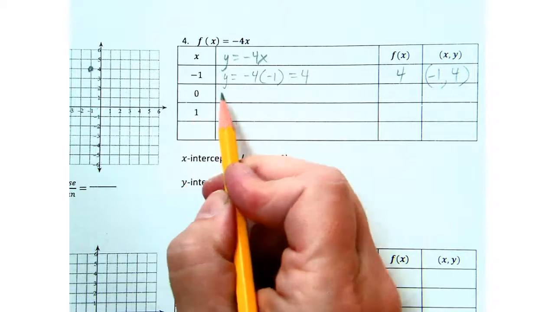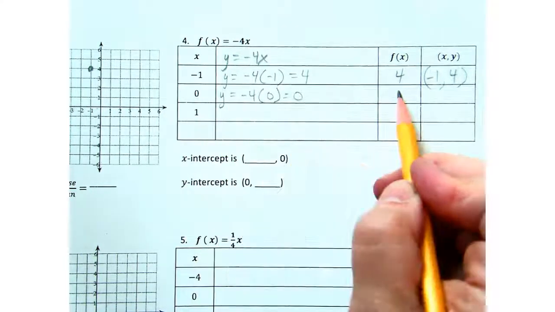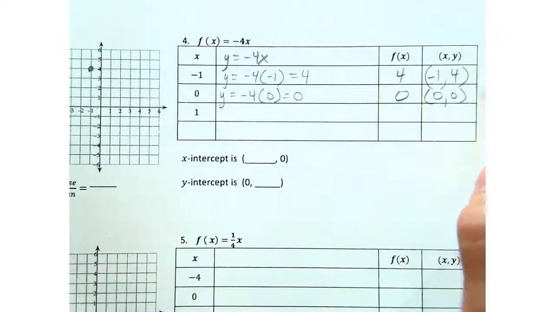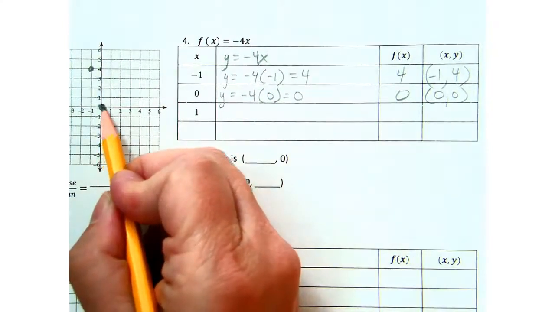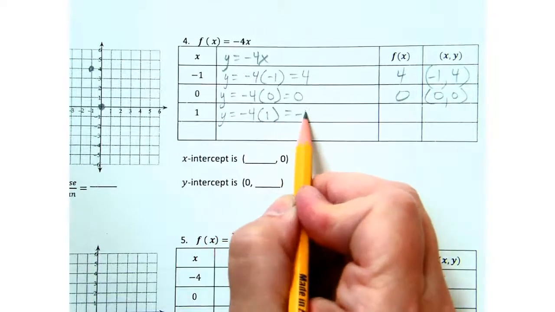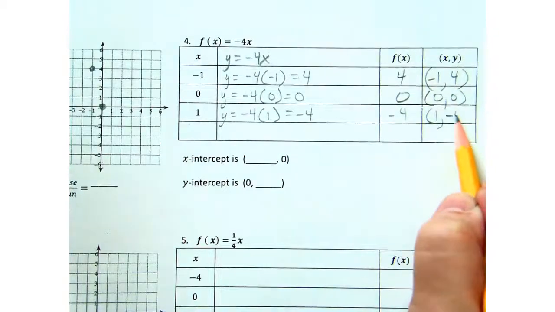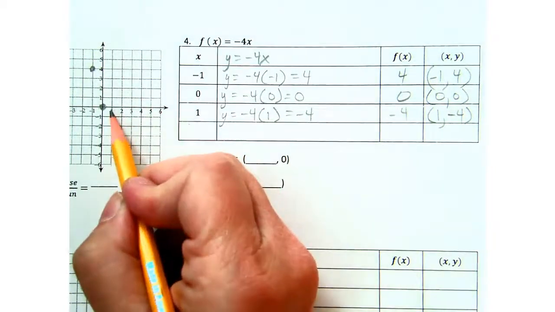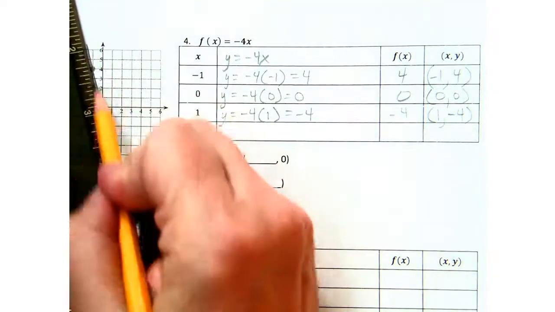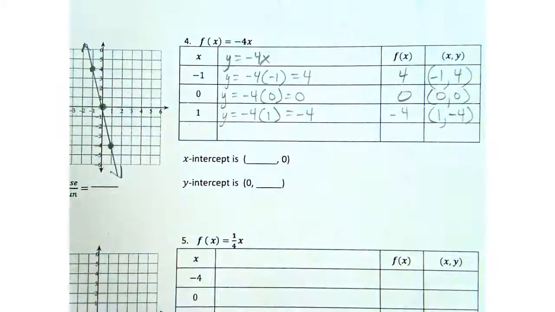Now that you have tried it, check your work. Replace x with 0 for y equals -4 times 0, or 0. Our second point is (0, 0). Graph this point. Replace x with 1 for y equals -4 times 1, or y equals -4. Our third point is (1, -4). Graph this point. Use a ruler to draw the line. This line represents all the points for which y equals -4 times x.